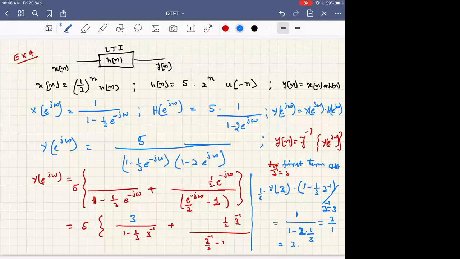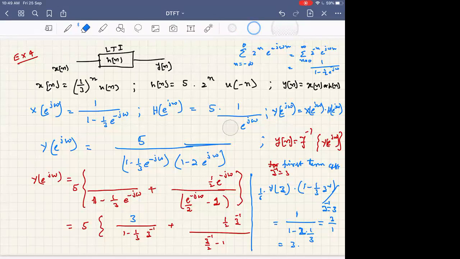See, anyway, if you use first principles, what will happen? Summation over 2 power n, n equal to minus infinity to 0, e power minus j omega n. This is equal to sigma n equal to 0 to infinity, I will change 2 power minus n into e power j omega n. So it is equal to 1 by 1 minus half into e power j omega. Correct, you are correct. It is 1 by 2.